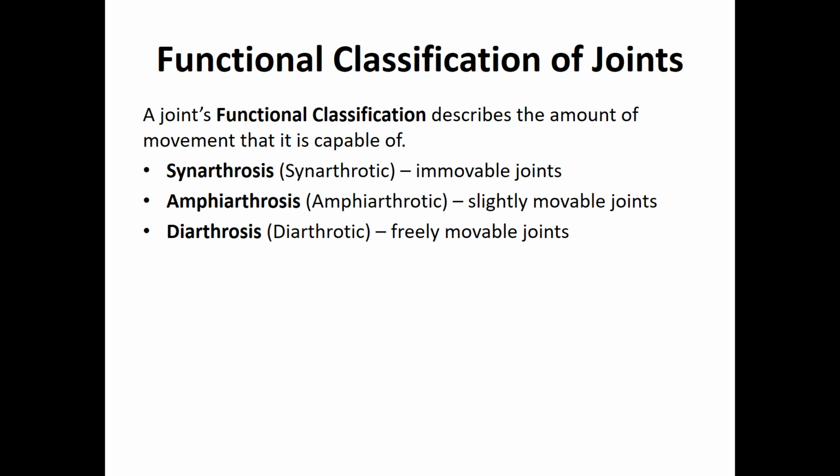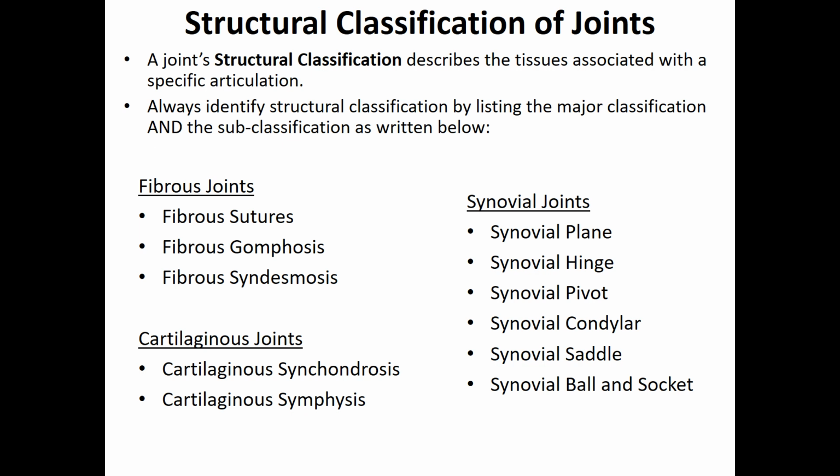You should be familiar with the concept that anatomy determines physiology. So in this case, we'll see that the structure of a joint determines the function of each joint. In lab, you'll spend much more time on this functional classification of joints so that the functional classification makes more sense in lecture. So again, a joint structural classification describes the tissues associated with a specific articulation.